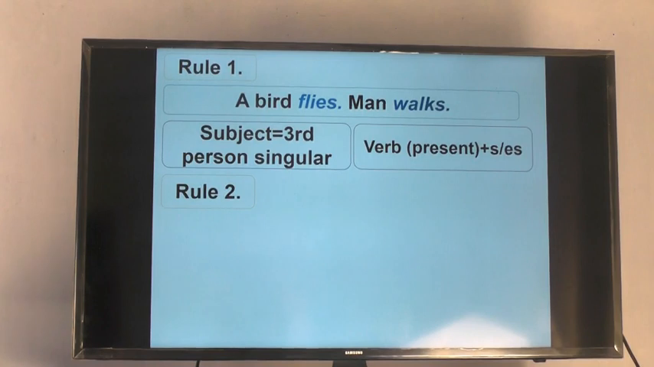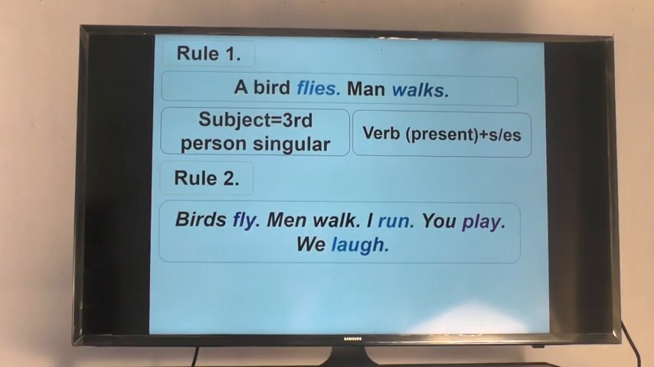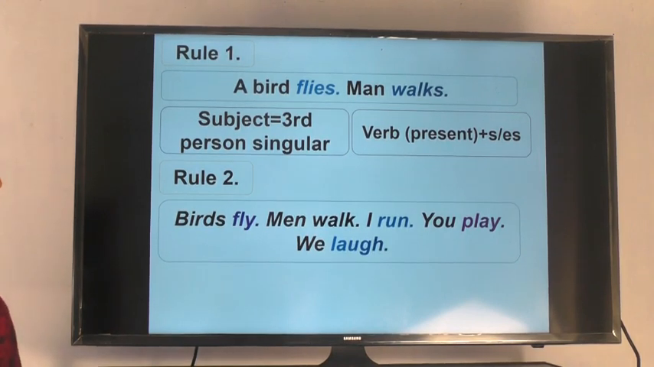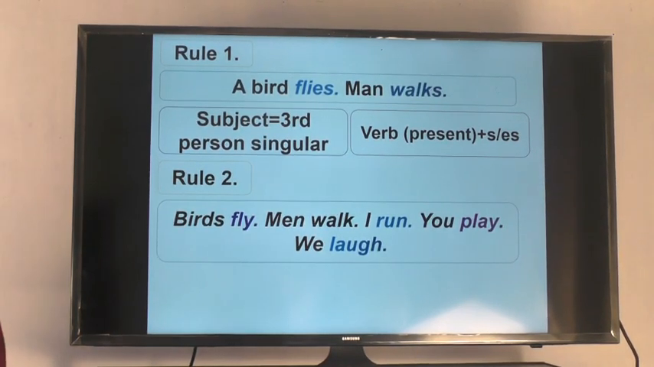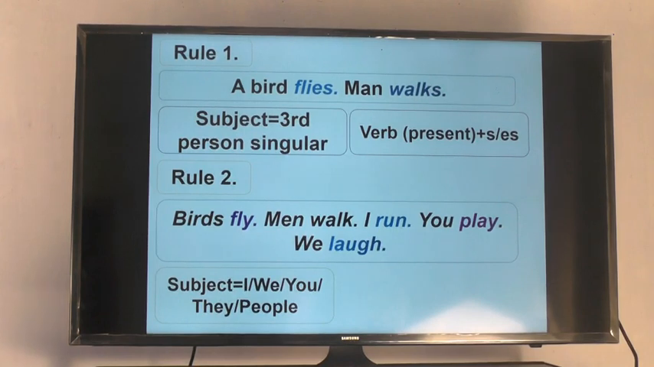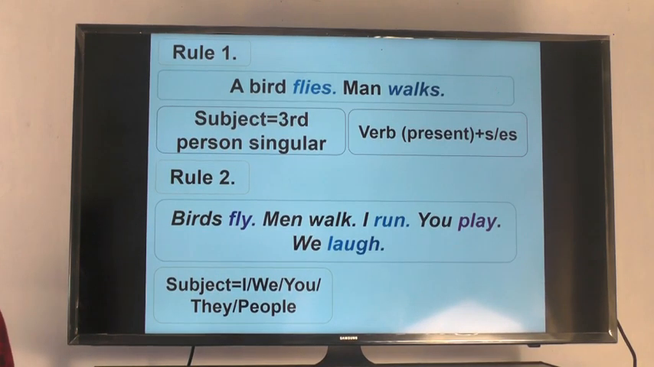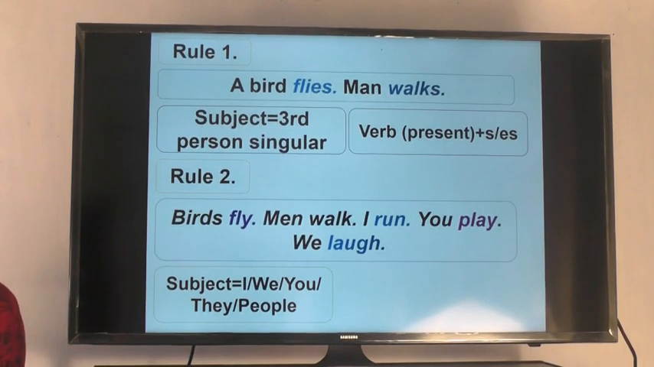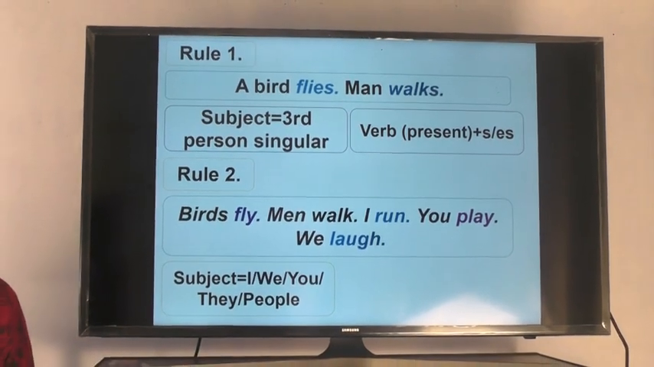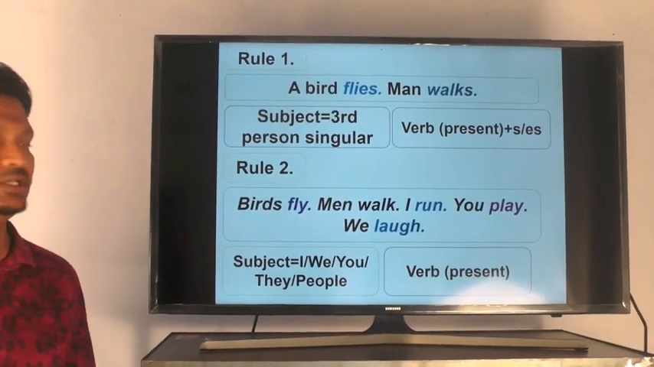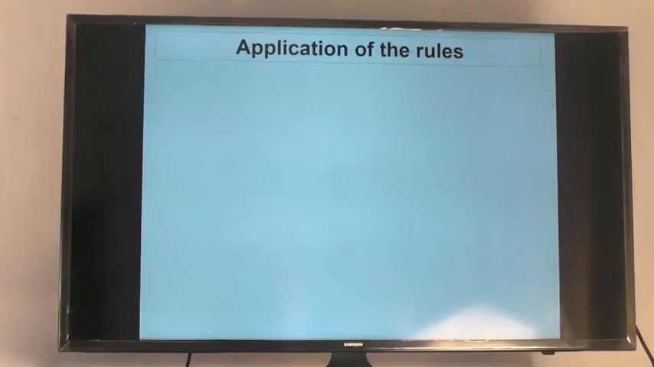And rule number 2, firstly read the sentences. Birds fly, men walk, I run, you play, we laugh. The rule is that when the subject is I, we, you, they or people, that means except a third person singular, any subject, then we use only the verb's present form.